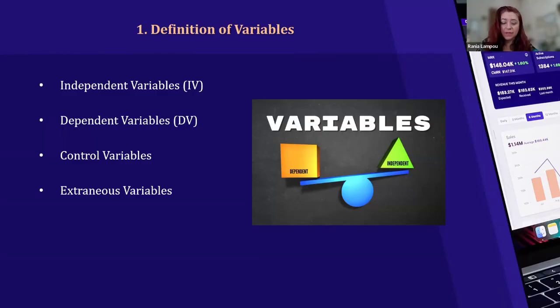Independent variables: the variable that is manipulated or categorized to observe its effect on another variable. Dependent variables: the outcome or variable being measured or affected. Control variables: variables that are kept constant to prevent them from influencing the dependent variable. And extraneous variables: other variables that may affect the dependent variable, but are not the focus of the study.